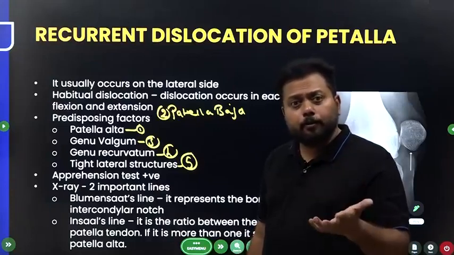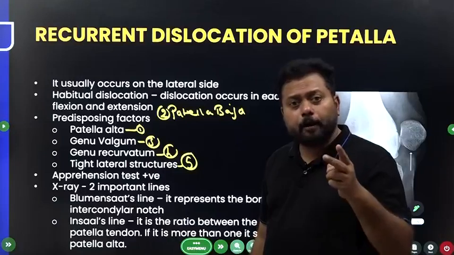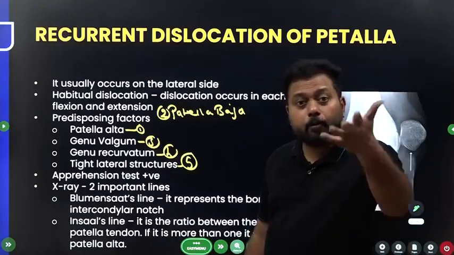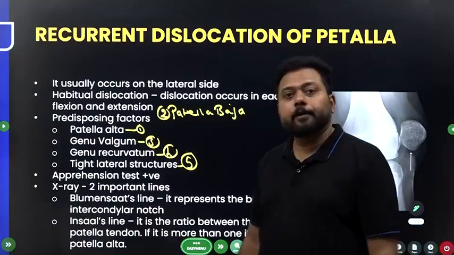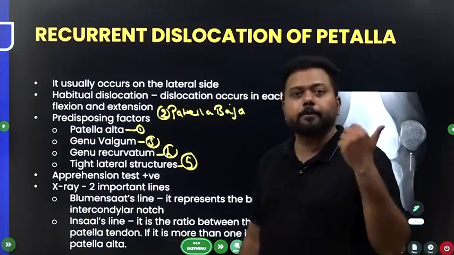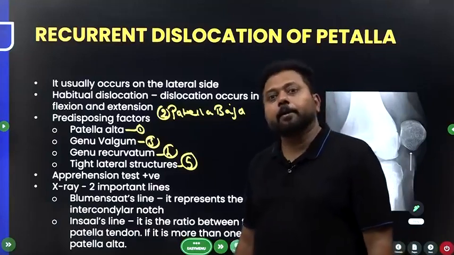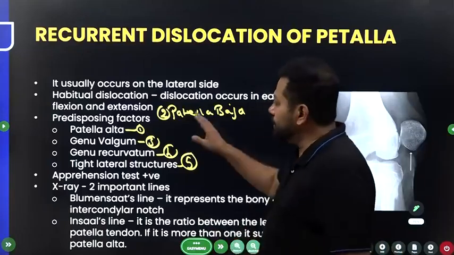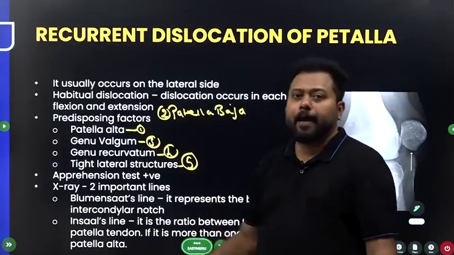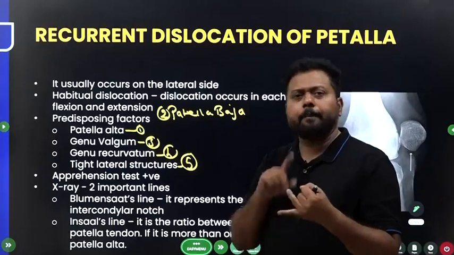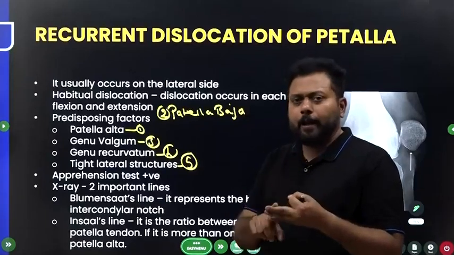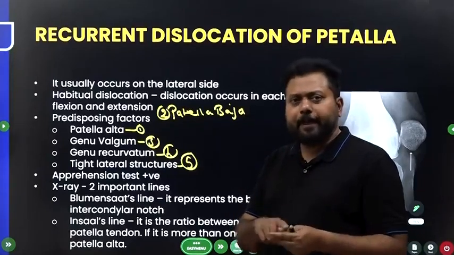I'll tell you now, side by side, what are the important causes for iliotibial band contracture. Poliomyelitis is an important cause for iliotibial band contracture. So these are the causes. What are the predisposing factors? A favorite question: patella alta, patella baya, genu valgum, genu recurvatum, tight lateral structures.